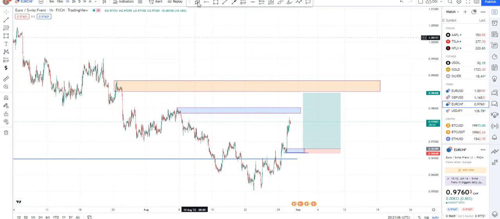Sponsor candles, imbalance, sharp movement. All those simple things. You don't need something complex.